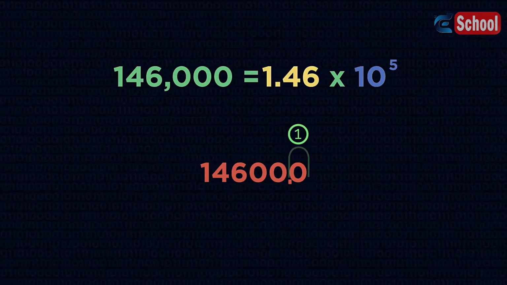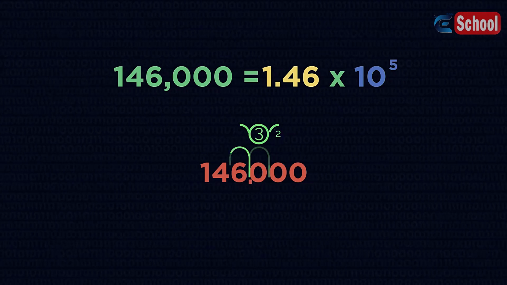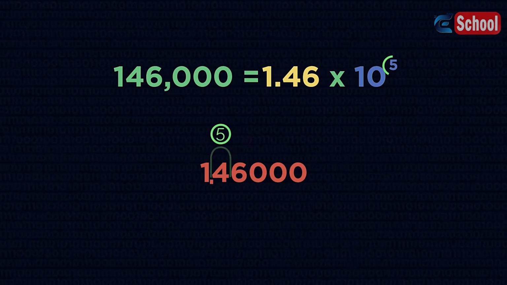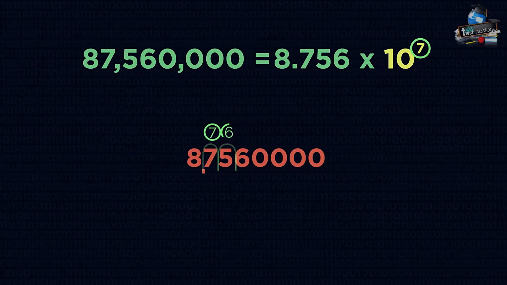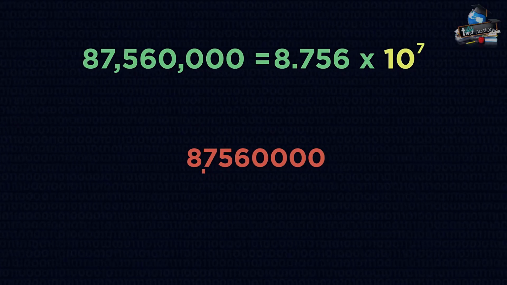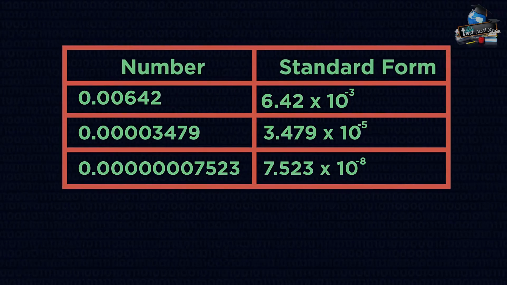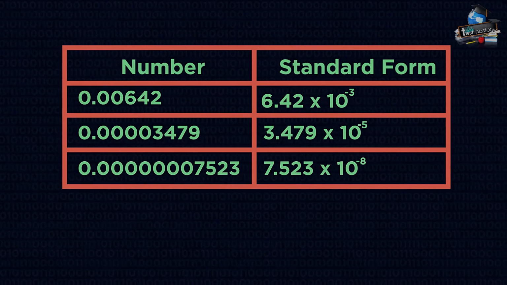Here the decimal place moves 5 jumps, hence times 10 to the 5. And 7 jumps means times 10 to the 7. So that's how we write big numbers into standard form. Now let's have a look at how to write small numbers.